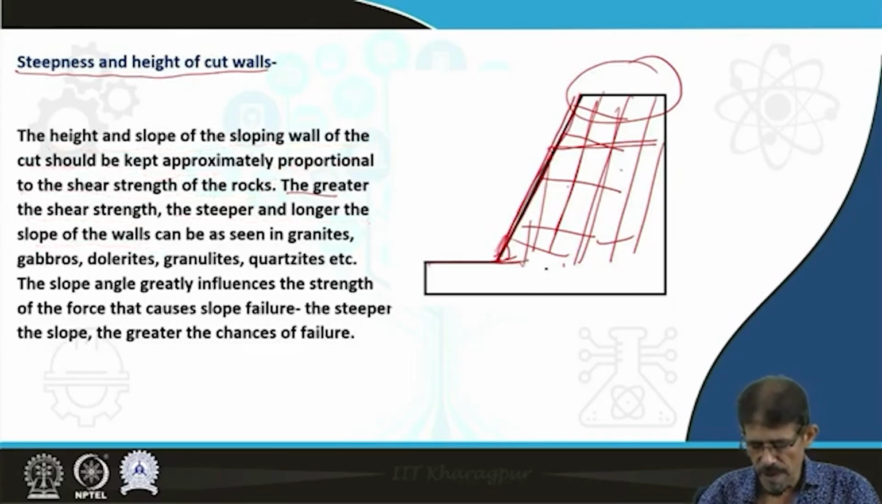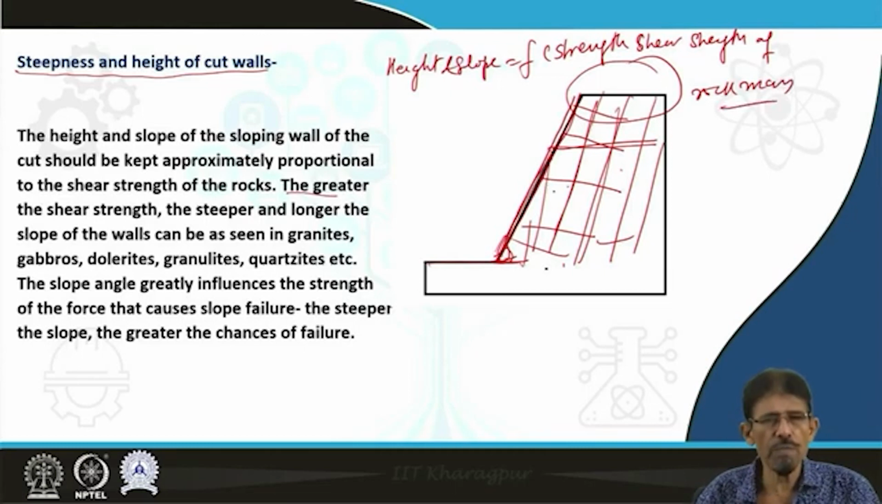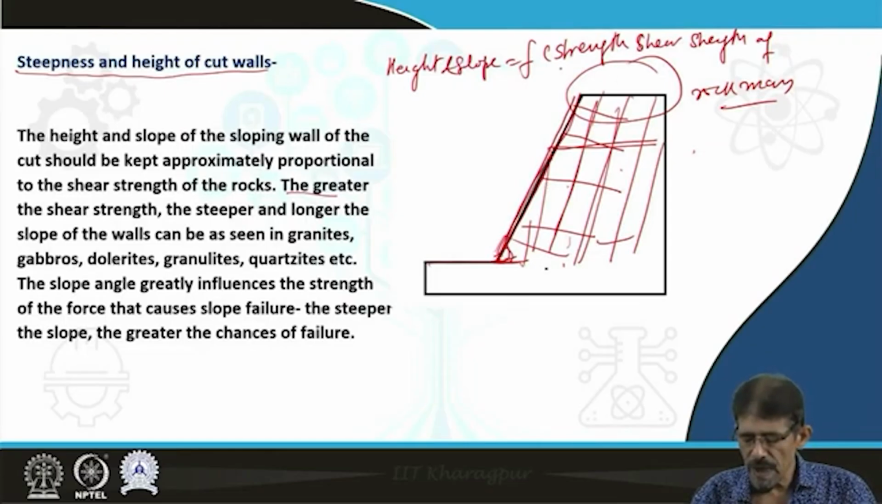The height and slope both are functions of strength, particularly shear strength of rock mass, because the slope is made up of rock strata. So if the shear strength of rock strata is more, that depends on presence of joint, frequency of joint, separation, spacing, etc., and about the binding capacity of rock and strength of rock. So if strength is more, the height we can make more at a given angle, and the slope angle also we are going to give more.